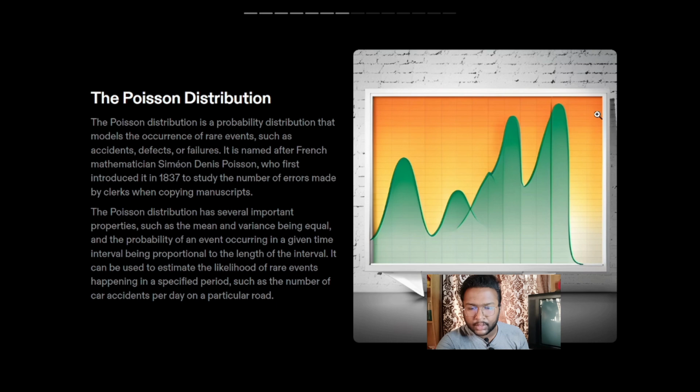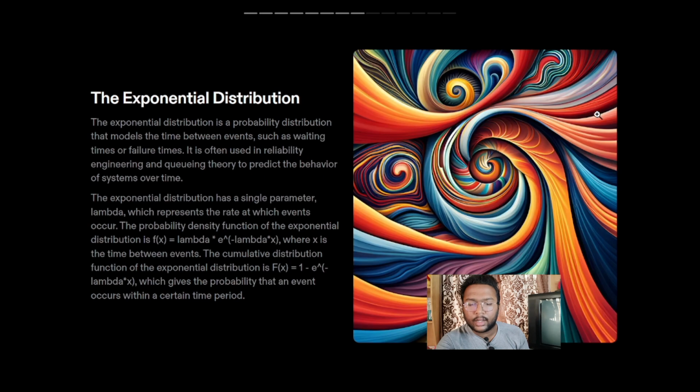It can be used to estimate the likelihood of rare events happening in a specified period, such as the number of car accidents per day on a particular road.